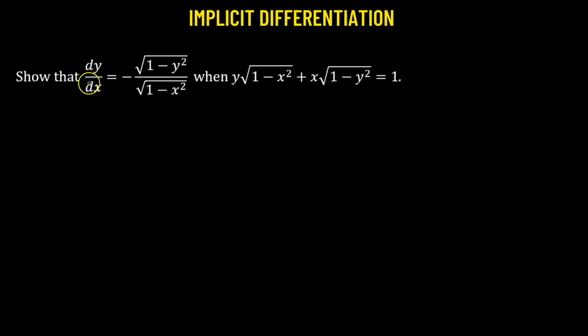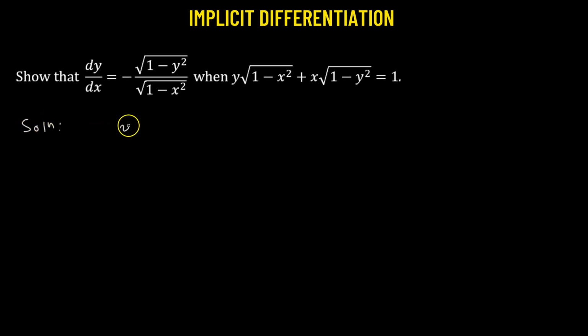We need to show that the derivative of y with respect to x is given by negative of square root of 1 minus y squared divided by square root of 1 minus x squared. Here we are given an equation in its implicit form. So let's begin with the given equation.